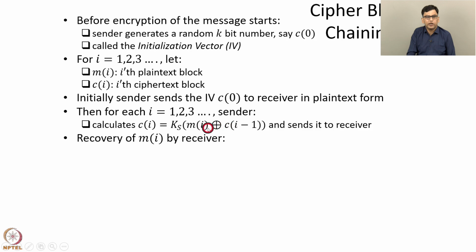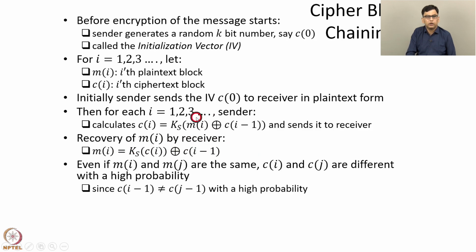To recover Mi, the receiver reverses the process. So the receiver first decrypts this to get Mi XOR Ci minus 1, and then the receiver XORs the result with Ci minus 1. So Mi is Ks of Ci XOR Ci minus 1. Even if Mi and Mj are the same, that is two plaintext blocks are identical, Ci and Cj are different with a high probability, because Ci minus 1 is not equal to Cj minus 1 with a high probability.